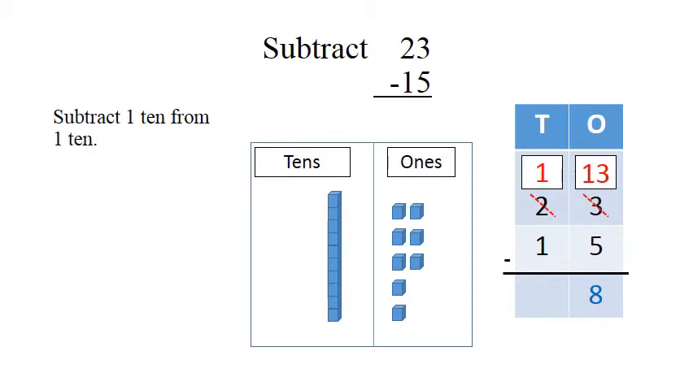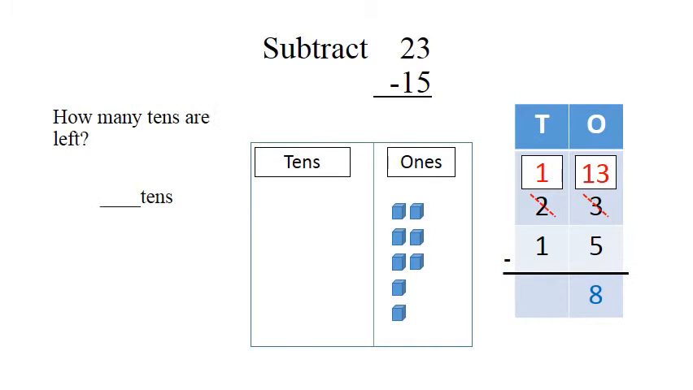Now I have to subtract the tens. I'm going to take 1 ten from the 1 ten that I have left over after I decomposed. So I take my 1 and I cross it out. How many tens are left? There are no tens left. So we're going to record that. But really, I don't need you to record that because we don't write numbers like this. We don't write them 0, 8. So you don't have to write the 0 there. You could leave that blank. So therefore, our difference is going to be 8.